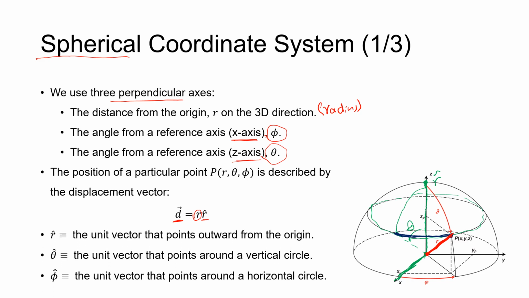Last but not least, we have here the definition of the unit vectors. r-hat simply points outward from the origin. Theta-hat is a vector that points around a vertical circle, I mean in the vertical plane, the xz plane or the yz plane, for example, or any plane perpendicular to the xy plane. And finally, we have phi-hat, a vector that points around a horizontal circle.